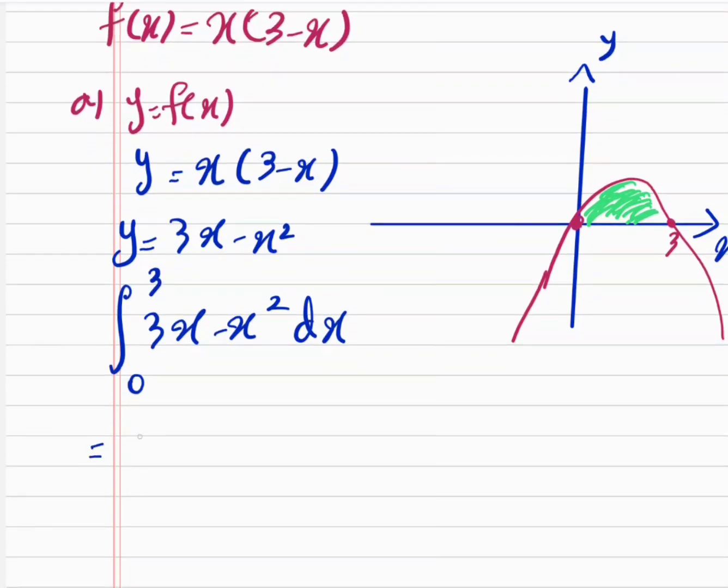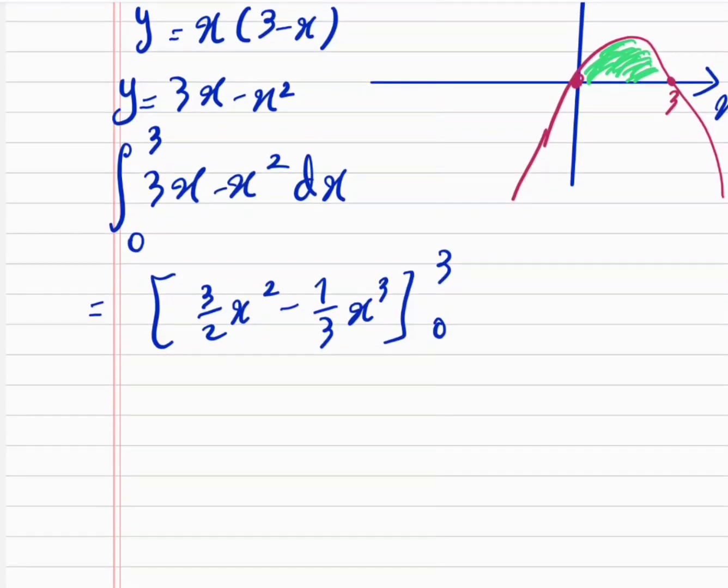3x integrates to 3 over 2 x squared, and then minus x squared integrates to a third x cubed, and that is between 3 and 0. So we just substitute 3 and then take away 0 substituted, and finally the answer is equal to 9 over 2. So that's the area of the green region.